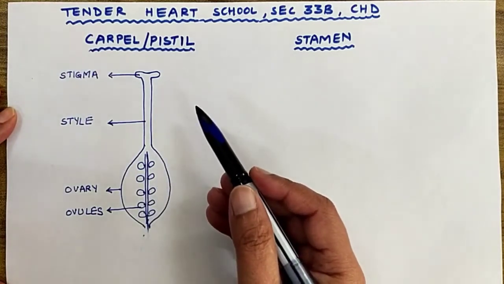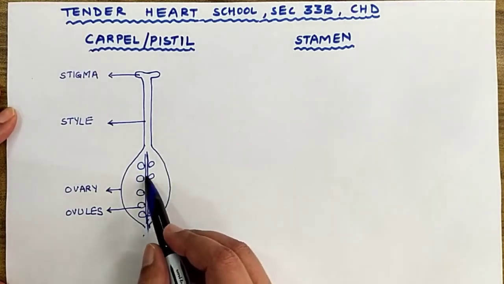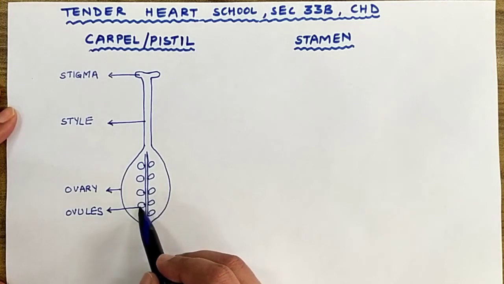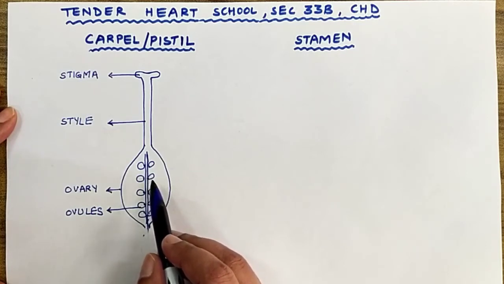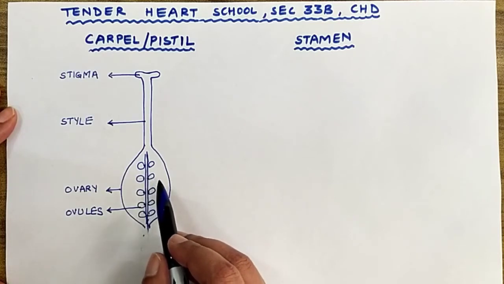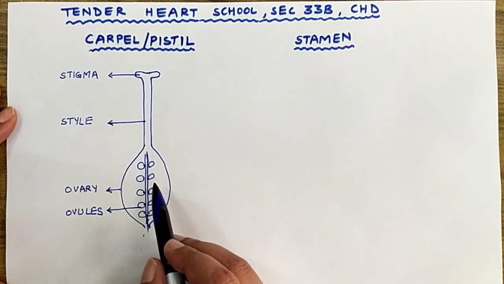Pollen grains are the male gametes, and inside the ovary we have these ovules, which are the female gametes. Male and female gametes cause fertilization, and as a result seed is formed. All this we will be learning in the next chapter, fertilization.